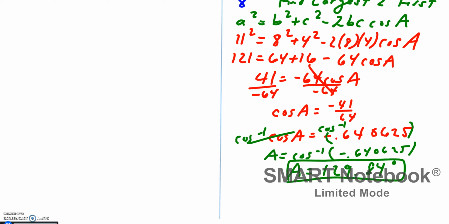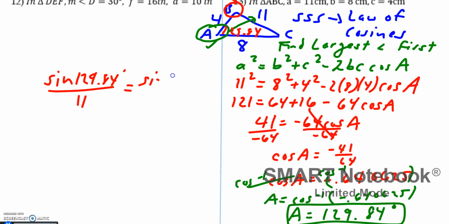So let's look back up at our triangle. And actually, I think at this point, I'm going to use this space over here for number 12 to keep going. So angle A was 129.84. So we know this piece. Let's next try to find angle B. Now that I know that angle A is 129.84 degrees, I can use law of sines again because I have an angle across from a side. So let's set up this proportion. Sine of 129.84 degrees over 11 is equal to sine of, I don't know, B, over the side across from it, which is 8. Let me make sure that looks more like an 8 there.